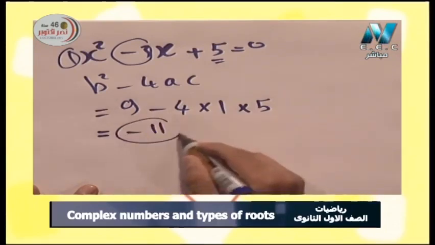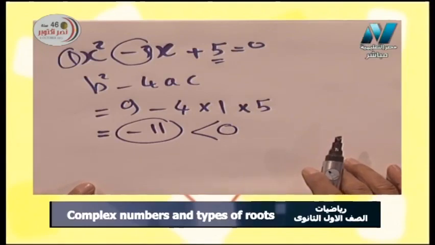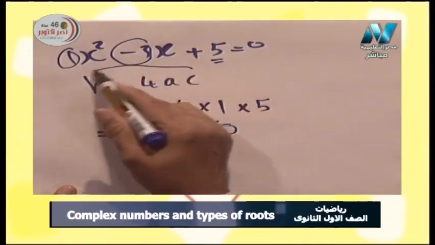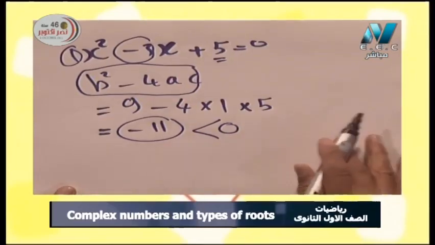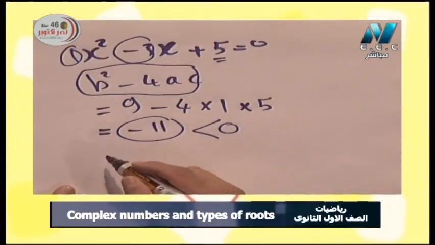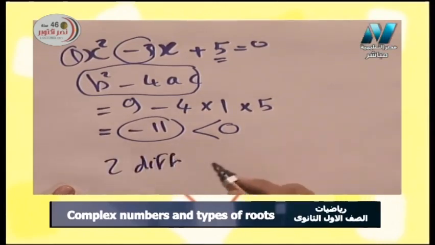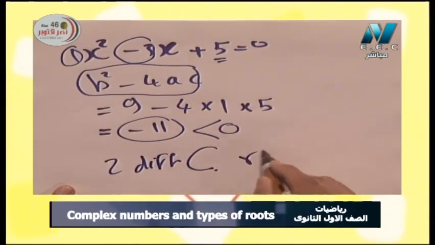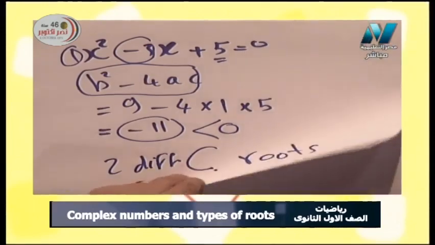This number is less than 0. And we agreed that if the discriminant equals a negative number, then we don't have real roots; we have two different complex roots, where C means complex. Okay, let's go to another question.